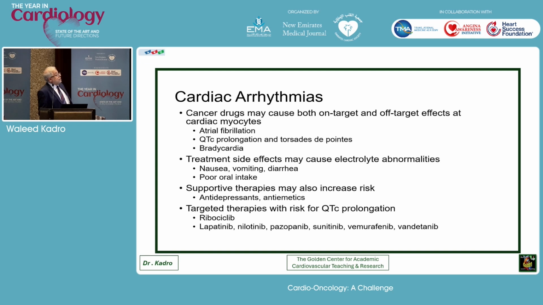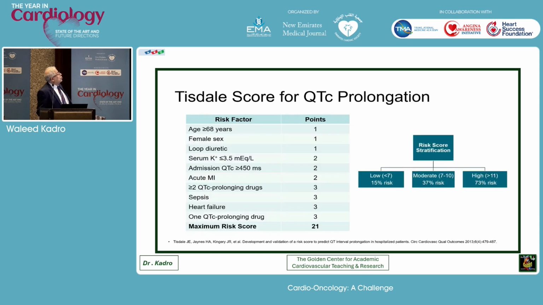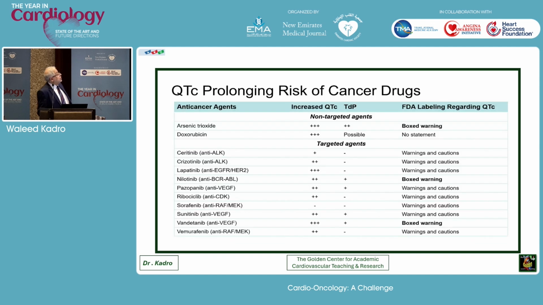For arrhythmia, just remember the QT prolongation is not happening just from the anti-cancer drug, because the patient develops bradycardia, nausea, vomiting, poor oral intake, and is taking other medication: antibiotics, antiemetics, antidepressants. Just remember this name, ribociclib, which increases the QT prolongation. And everybody knows the score for QT prolongation. So if we find a high score, just put the patient in the ICU and monitor.